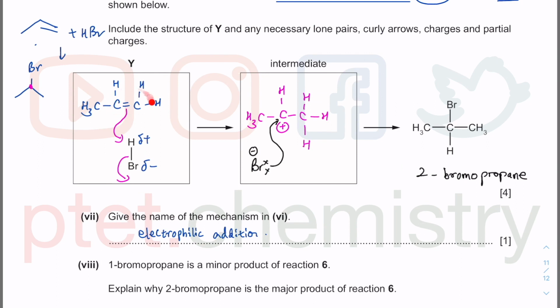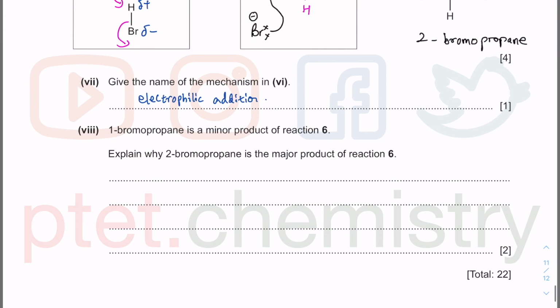The alkene is the nucleophile, this is the electrophile. You have done addition of the electrophile onto alkene, it's called electrophilic addition there. The very last bit of this whole 22 marks question is this 2 marks question asking you why 2-bromopropane is the major product of reaction 6, but 1-bromopropane is a minor product.